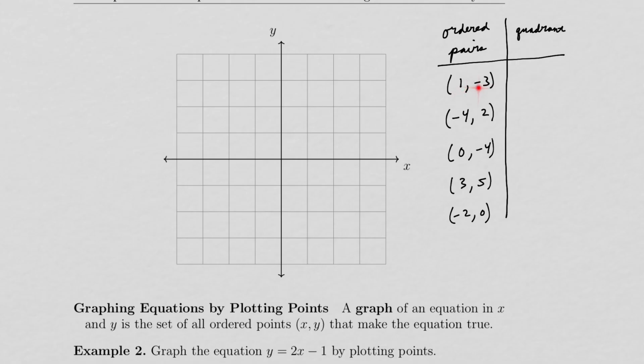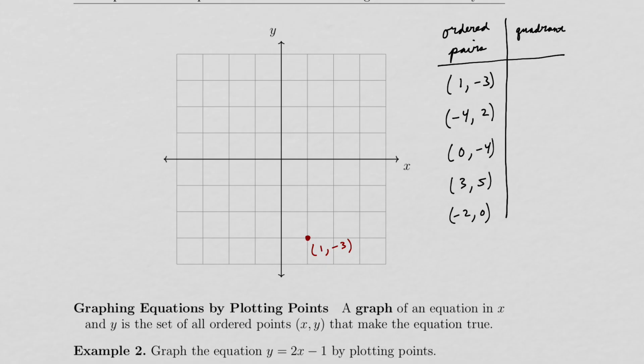1, -3. You always start at the origin. What this is saying is I want to move 1 to the right. My x value is 1, so I want to move 1 unit away from the vertical axis. And then I want to move down 3 units, down perpendicular to the x-axis. So 1 to the right and then down 3. Then I'll plot that point. I'll do it in red here. That'll be this point right here, which has coordinates 1, -3.